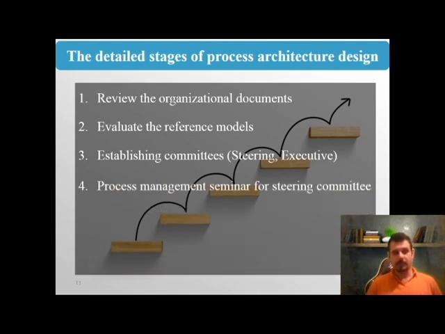The next step is you should hold a seminar for your steering committee. This seminar is about process management for managers. At the first, you talk about the problem of the organization, and you should go deeper into the problem and display this problem to your audience.